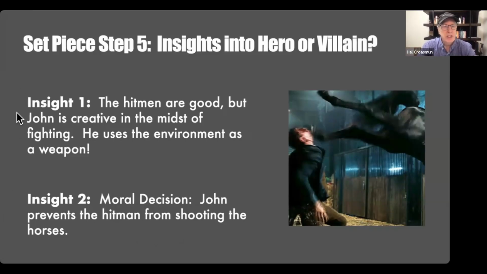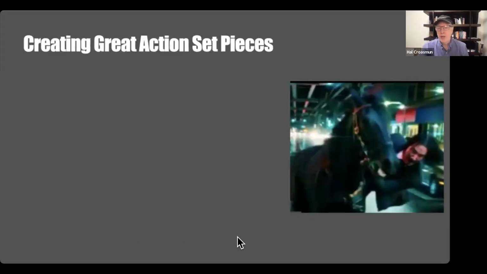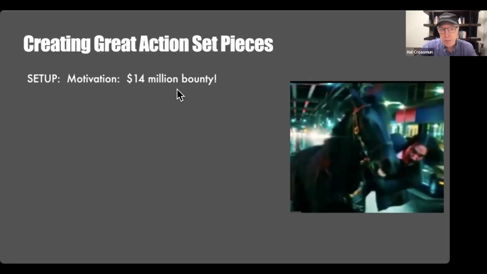So we learned in this particular action sequence 2 things about John that give us insight into who he is. Now, when you're creating these action set pieces, the first thing you want to look for is that setup. What's that motivation, right? And in this case, again, it was a $14 million bounty. But whatever the setup is, it needs to have us go, yeah, it makes sense. We're in the midst of this action situation, and it needs to give us whatever that minimum is.